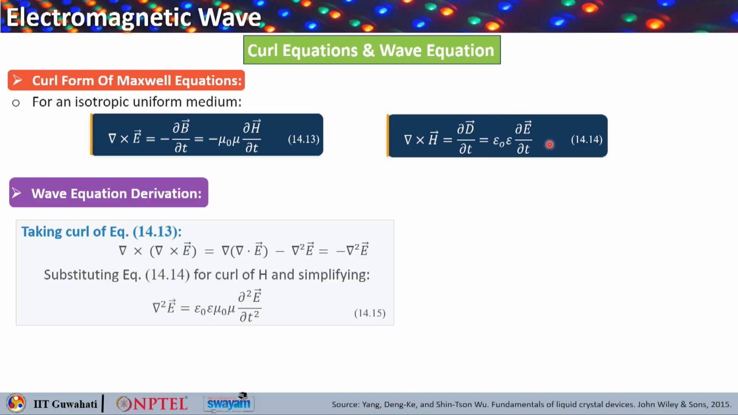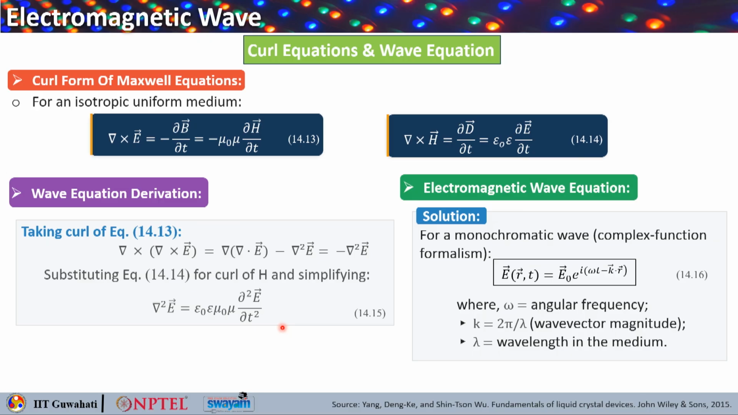Then curl of H you can put from here. So when you substitute that, the minus here and the minus here is removed, so you simply get del square E equals mu naught mu epsilon naught epsilon. So all these 4 terms will come here and you get dou square E dou t square. Okay, so this equation is called the wave equation. Okay, so this is the wave equation.